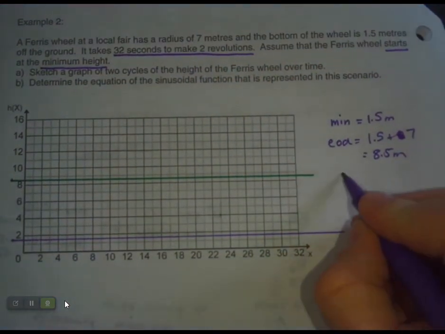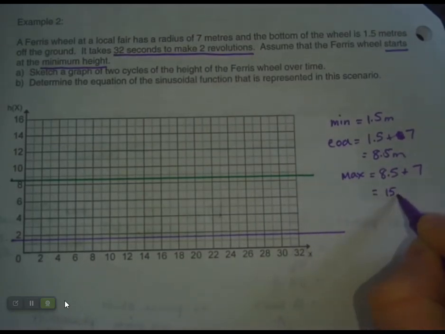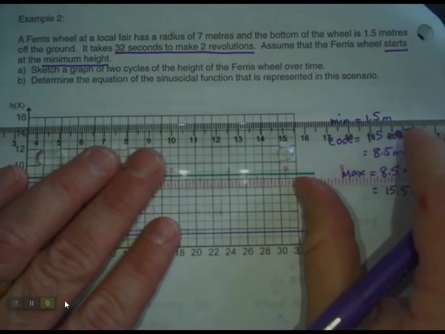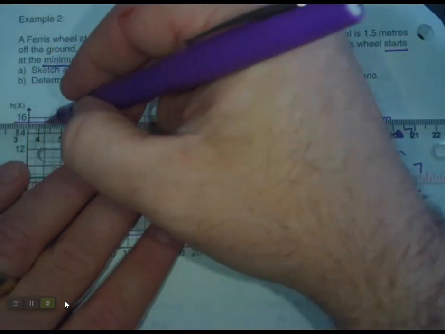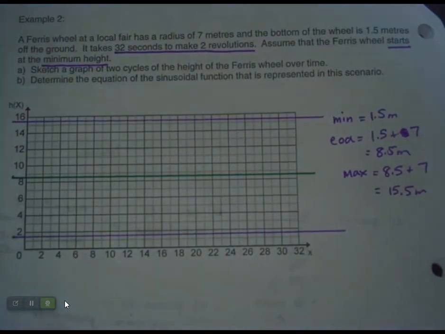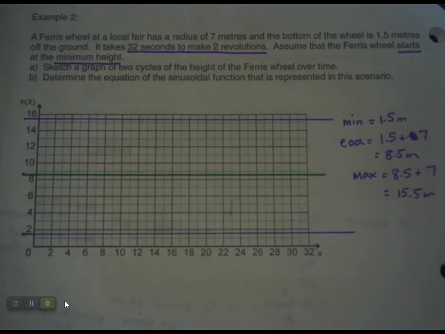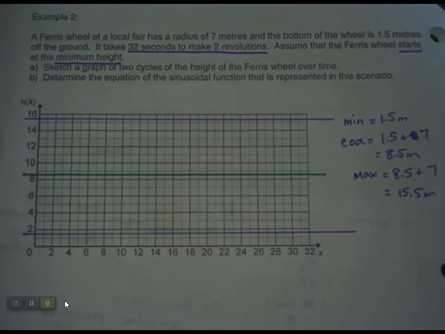And then at a max, I know that I'm going to be up another 7 meters, so 15.5 meters. So there's 15.5. All right, perfect. So again, just like how we were doing before, I've got my equation maxes. I've got my information there for my max and my min. Okay, I have to look at my period.